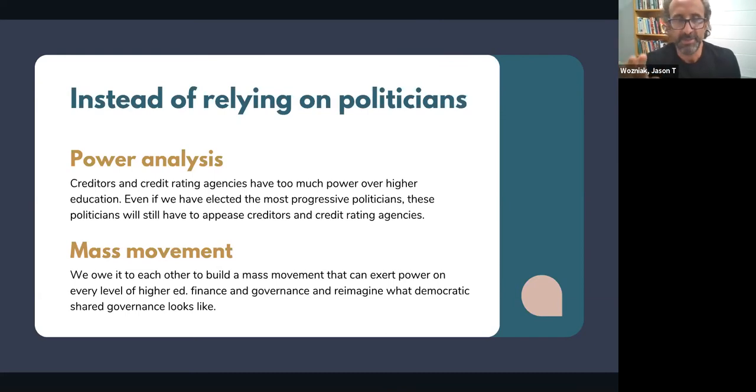And all I'm trying to say here, and this is the key point, is that when we do our power analysis, and I'd be really interested to hear what Kurt would say about this as well, our power analysis has to include the relations between the credit rating agencies and the creditors as well. I think it's really important to focus on some of the things that Kurt brought up, to focus on elections, so on and so forth, to do various lobbying. But we also need to pay attention and at least figure out how the creditors and the credit rating agencies are impacting in a negative way our university governing structure. How are they making decisions for us at the university level?